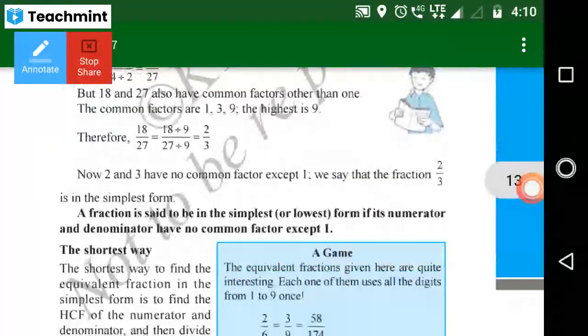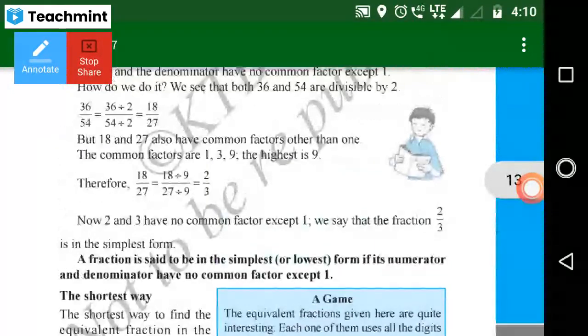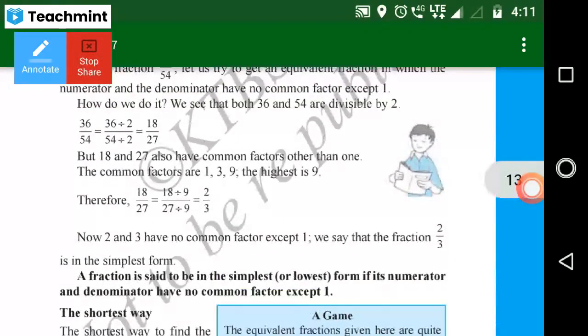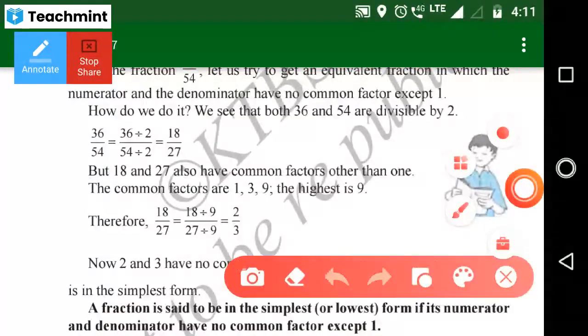Easy form, easy way I just explained. A fraction is said to be in the simplest or lowest form if its numerator and denominator have no common factor except 1. You just remember, when you have to find out the HCF, that one only I am telling, listen carefully.